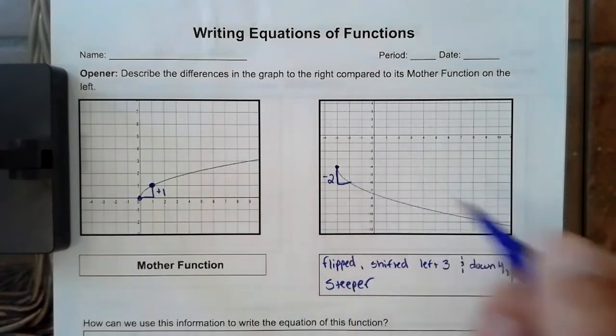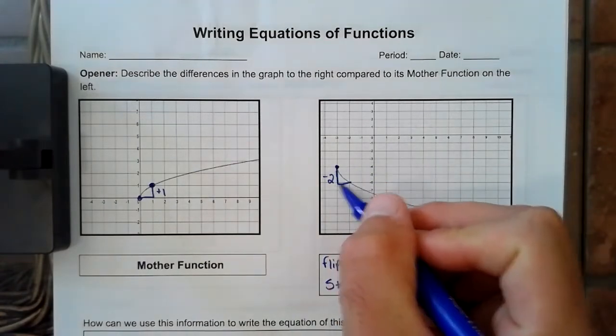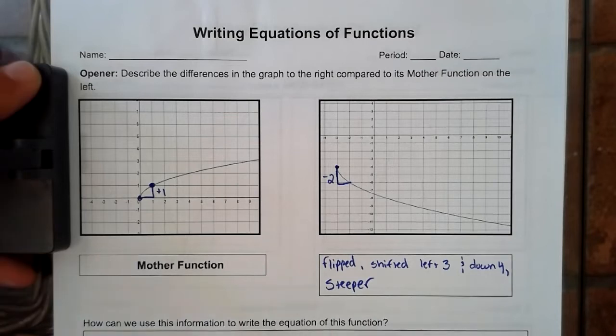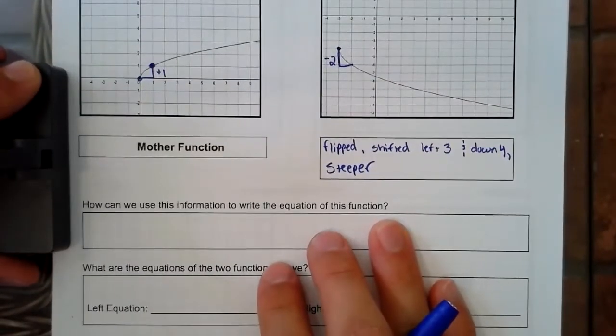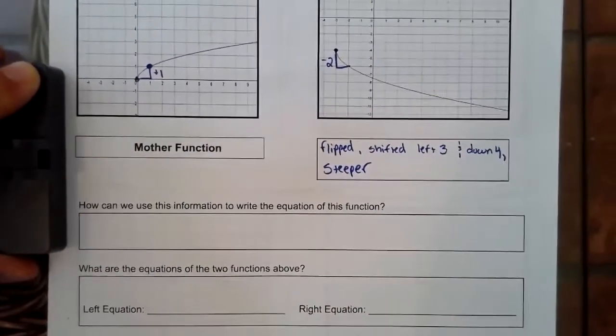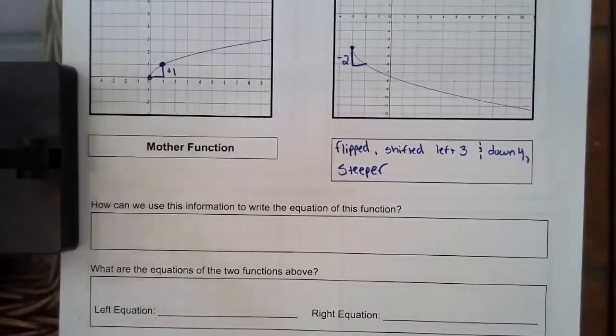So in the graph on the right, if I go to the right 1, I'm having to go down 2. That's telling me that this is a little bit steeper. I'm having to go down a little bit further than I was in the mother function, which is going to affect that A value. So why are we doing this? This is what's going to help us ultimately write the equations of all these functions. So how can we use this information to write the equation of this function?